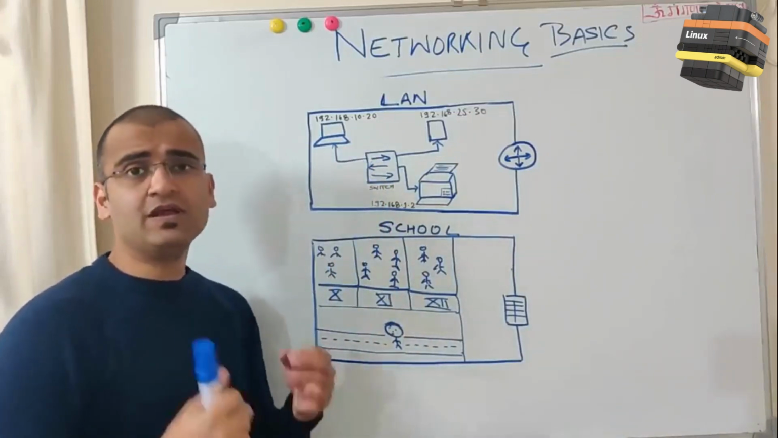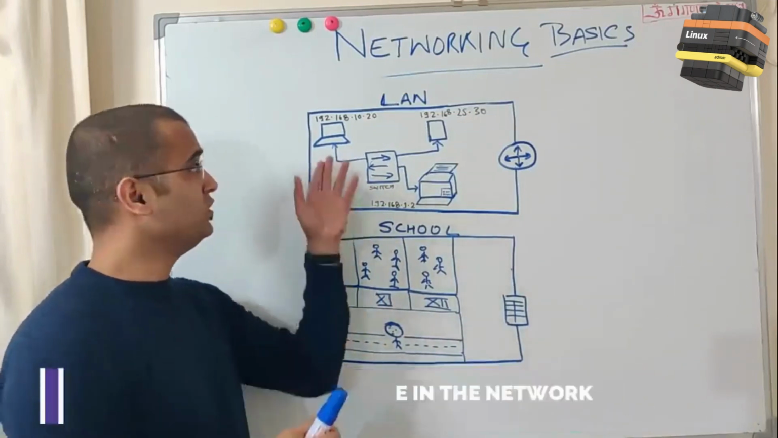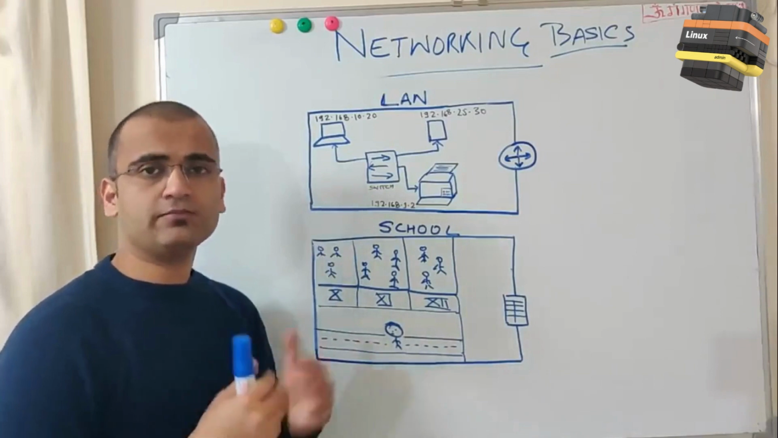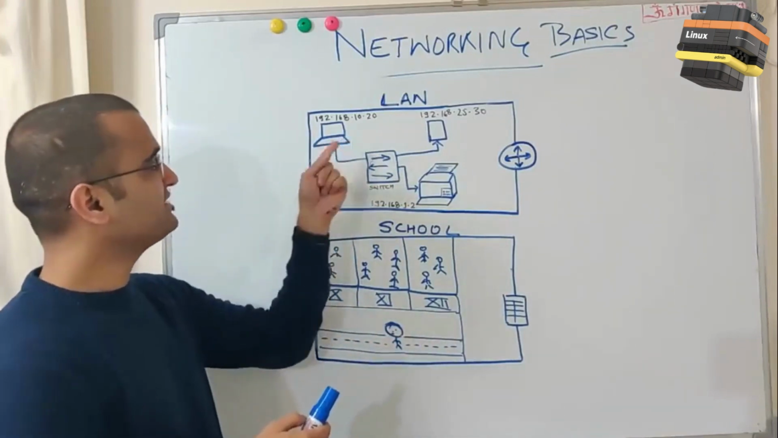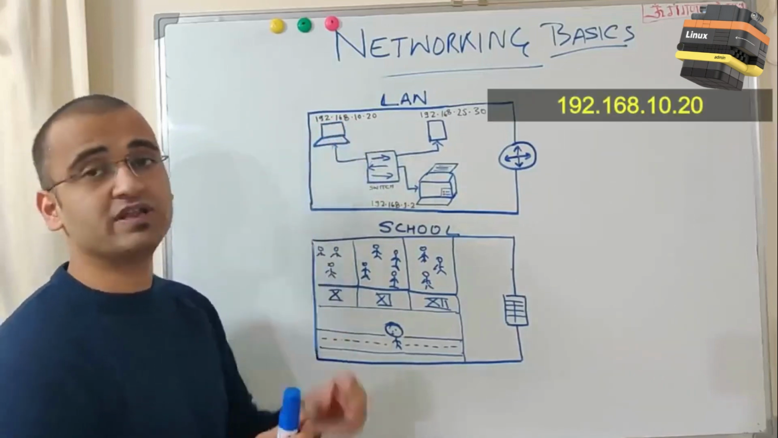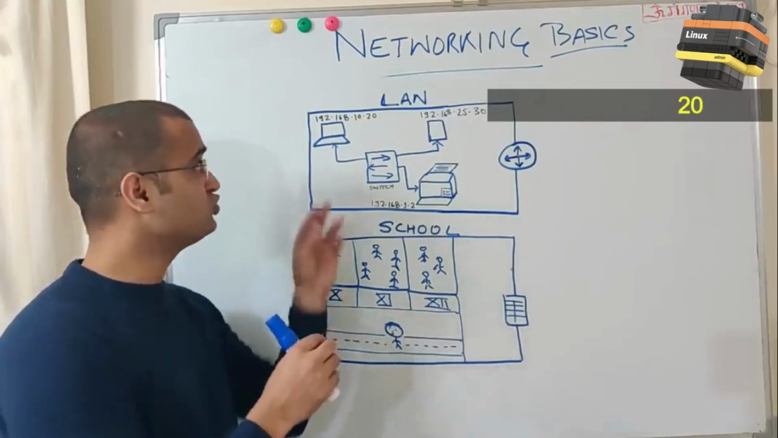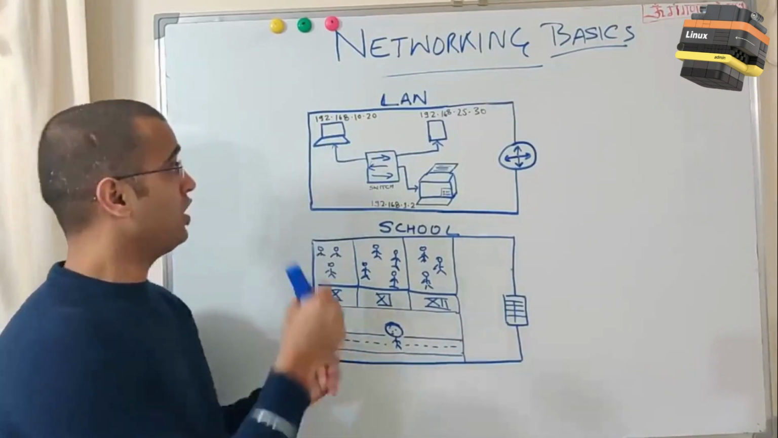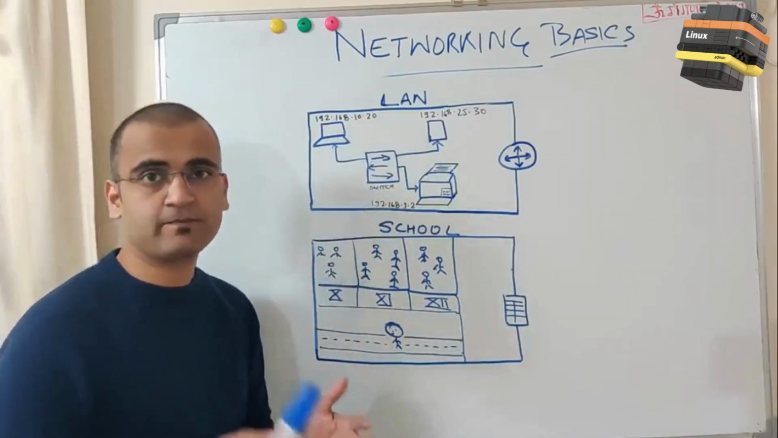So what is an IP first of all? An IP is a logical address to identify or locate your specific machine on a local area network. Suppose in this case the laptop IP address is 192.168.10.20. This is a logical address. Any device which wants to talk to this particular laptop can send a message to this particular IP address.